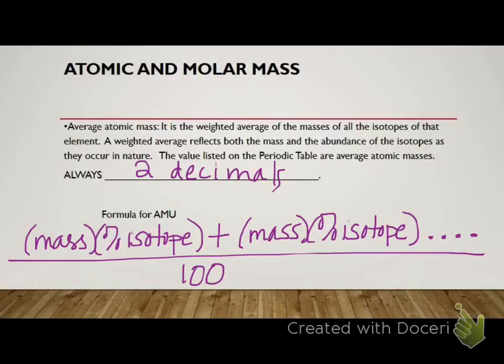Then divided by 100. Now, if you like to take things out of the percentage before you multiply by them, you can do that, but then don't divide by 100 again. So I'm going to do an example off the worksheet. We're going to do number 2.